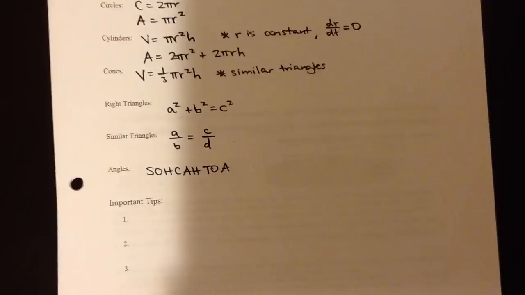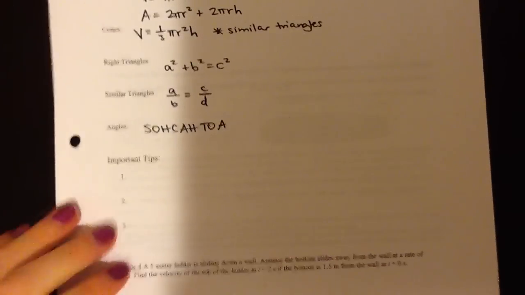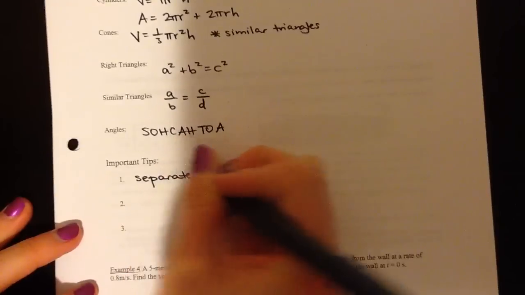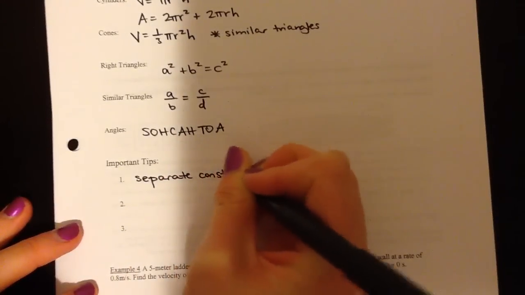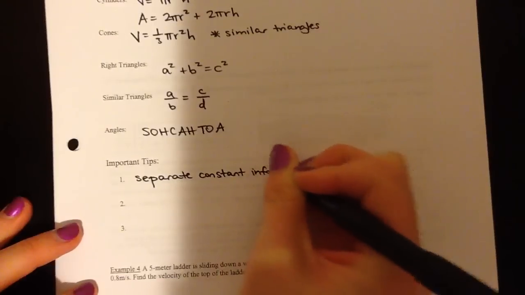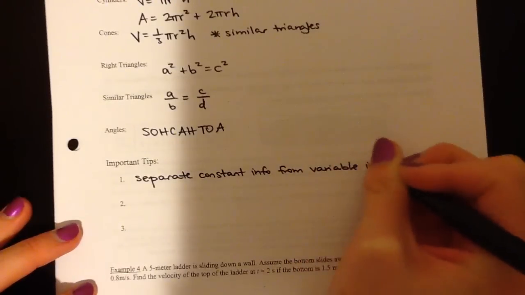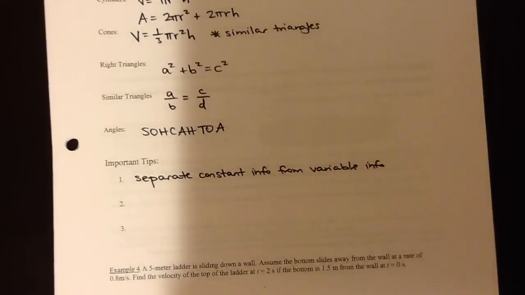All right, let's get these important tips down and that'll be it. Important tip number 1, make sure you separate the constant info from the variable info. So like on the previous problems, even though they said we want the rate of change of the area when the radius is 4, that doesn't mean the radius is always 4. It means the radius is 4 for an instant, and that's when we want to know the area. Whereas with something like a cylinder, saying that the radius is 4 is constant information because that's not changing. So be careful with that.